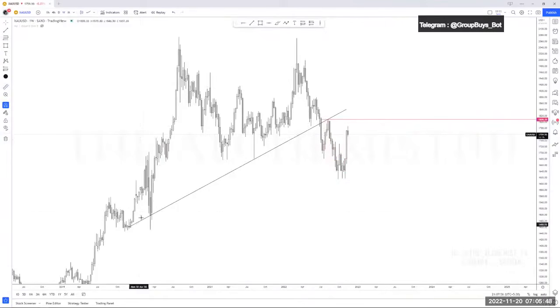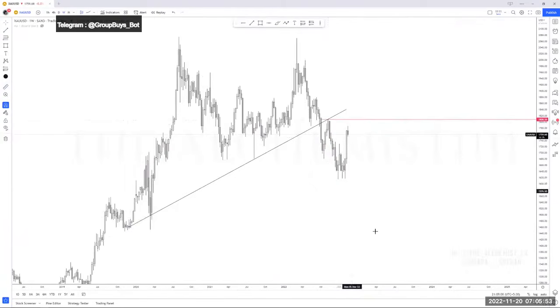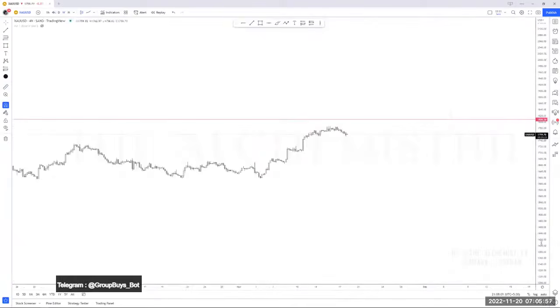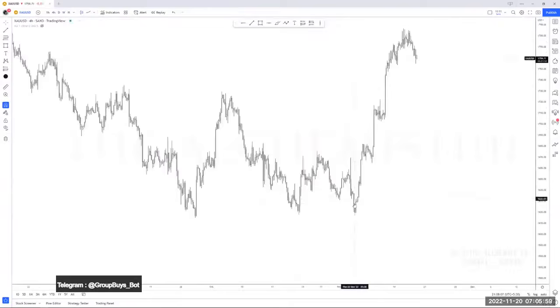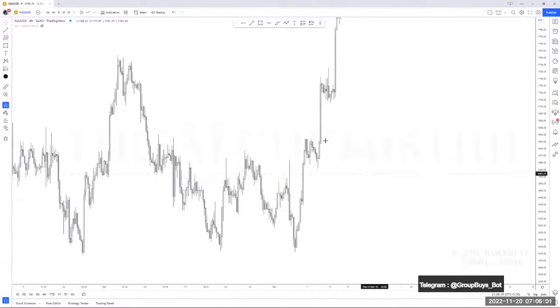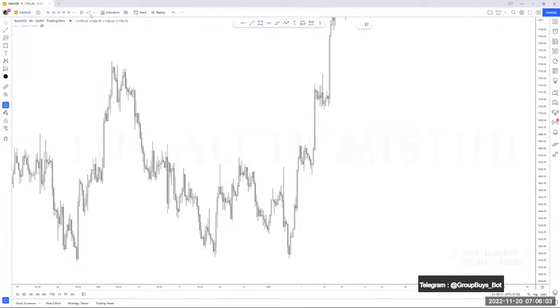See, first touch, second touch, it breaks, then it retests, and then comes another drop. Then comes another drop. So let's see some more, because these break and retest trend lines are everywhere actually. We even had another one in here for this buy.